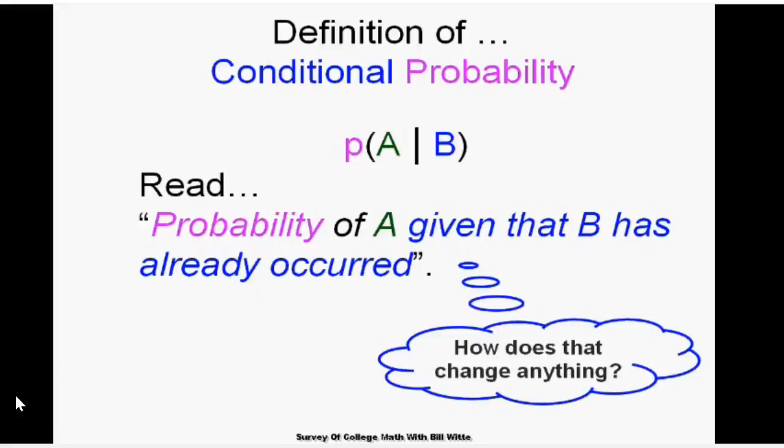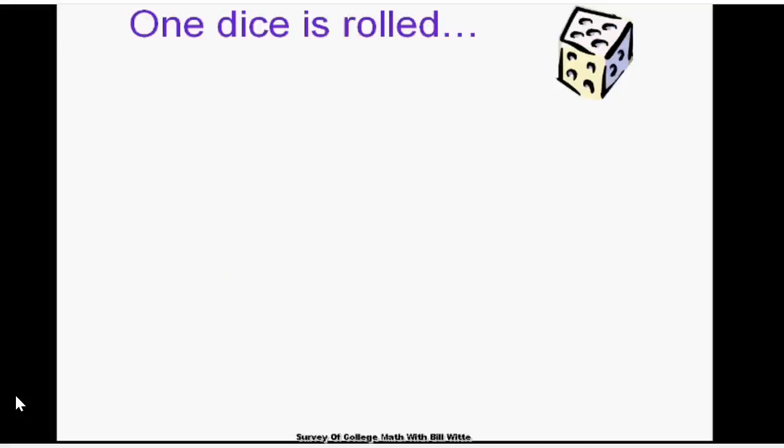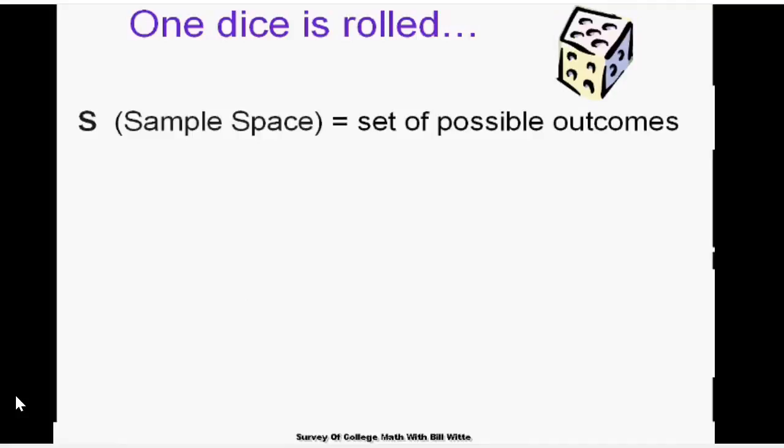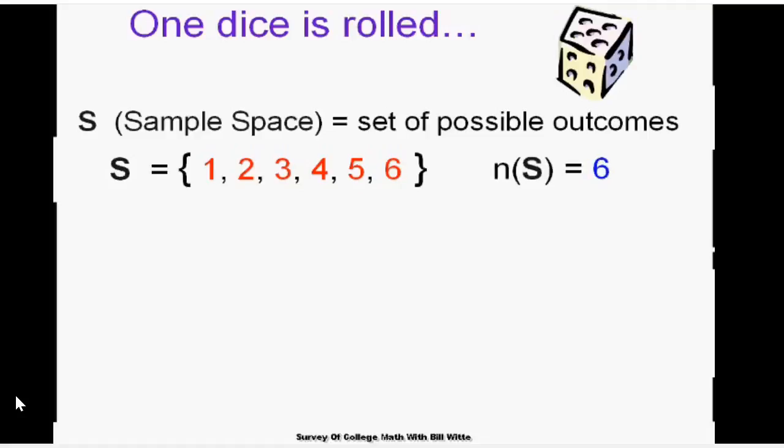Well, you might say, what does that mean? How's that going to change anything, the fact that some other thing occurred? Well, let's consider this. Consider we roll one dice. Let's try and make this simple, at least to begin with. Our sample space, of course, with one dice is 1, 2, 3, 4, 5, or 6. That's the only possible things you can roll, right? The number of outcomes in that sample space is 6 outcomes, okay?